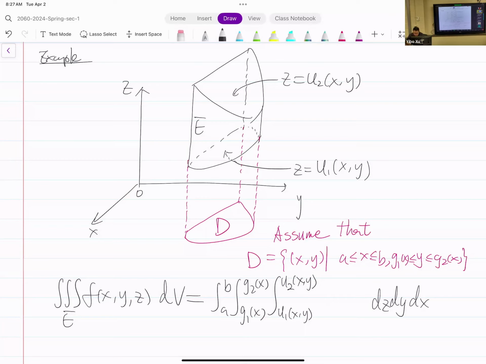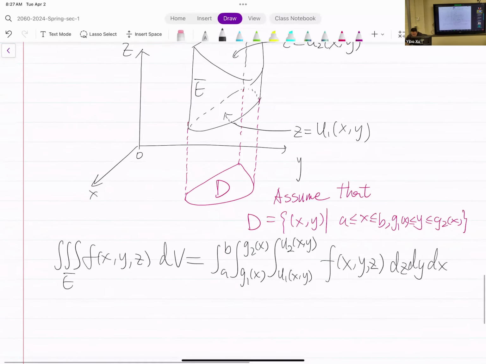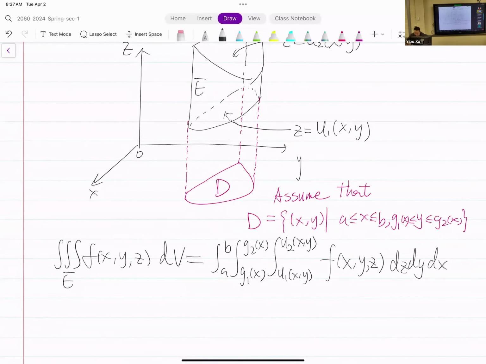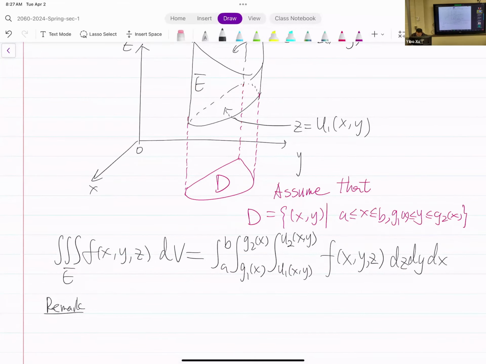And finally, since we're integrating the function f of x, y, z, we make a little bit more space and we put that function back in. So here, what we have done is that we just appended the bounds for z right after the description for the red set D, right? So here we wrote the triple integral, right?